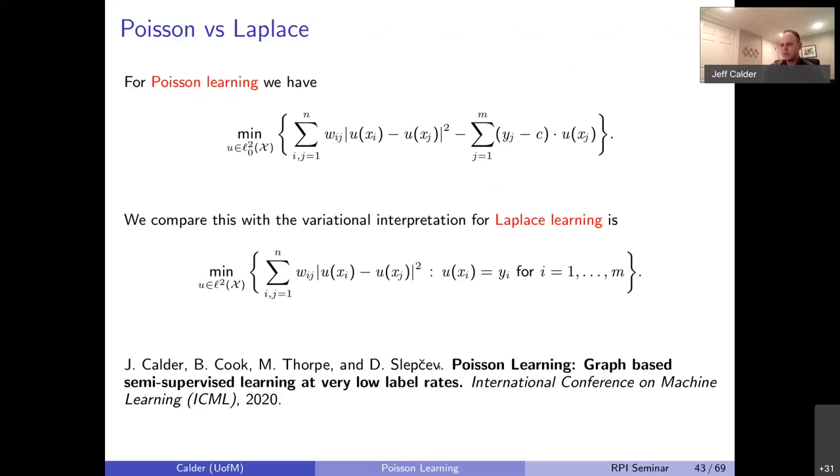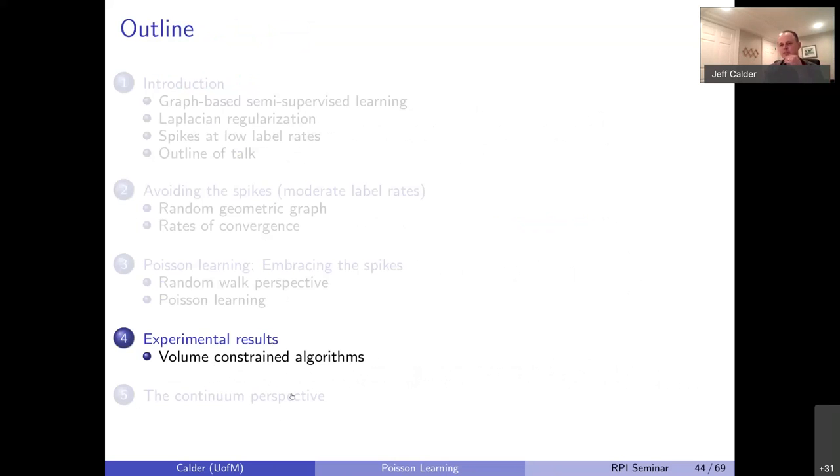Okay, so if you want to read more, this is from our paper in ICML this year, which is joint work with my student, Brendan Cook, and with Matthew Thorpe and Dan Subchev. And I'll show you some results in the last few minutes of the talk, which are also in this paper.